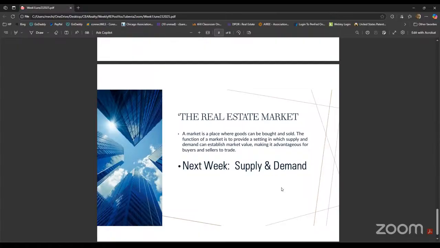So, the real estate market. A market is a place where goods are bought and sold. The function of a market is to provide a setting in which supply and demand can establish market value, making it advantageous for buyers and sellers to trade. Next week, we're going to be speaking on supply and demand.